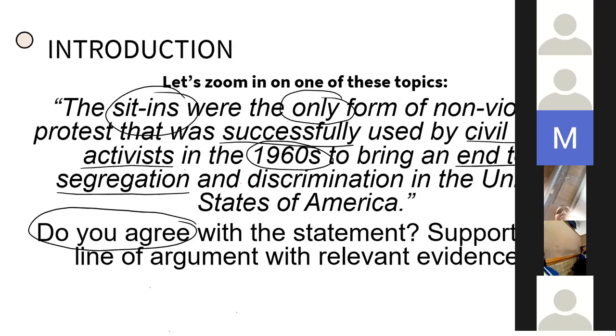Used by civil rights activists in the 1960s. Why is the date important? Because when your teacher did this work with you, they started before the 1960s. They told you about the whole history of slavery, the Jim Crow laws and the bus boycotts. Those things happened before the 1960s. But this particular essay question wants me to look at the 1960s specifically. And then it also says to bring an end to segregation and discrimination in the United States of America. Once again, that's a word that should appear in my line of argument. Therefore, this led to the end of segregation and discrimination.